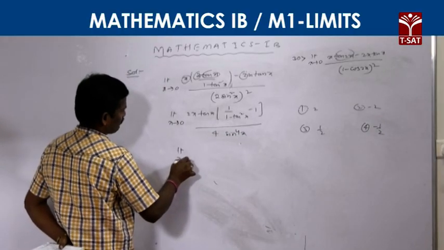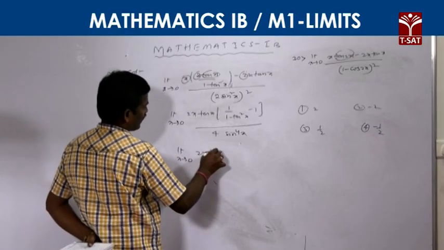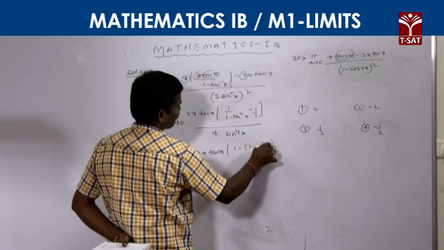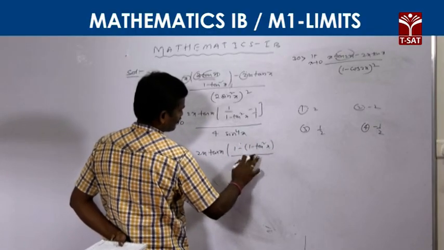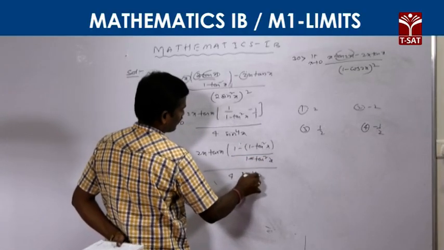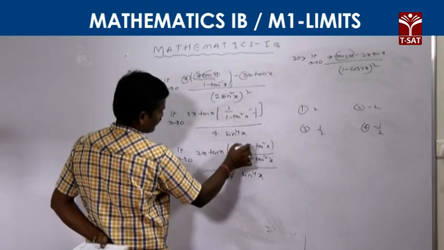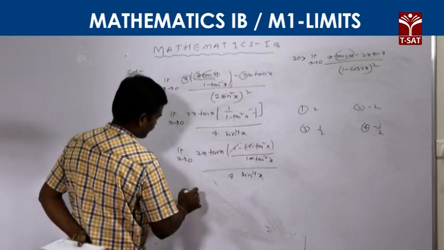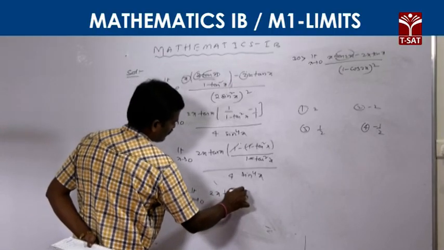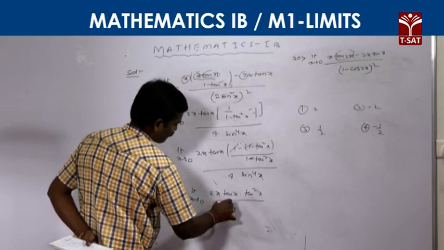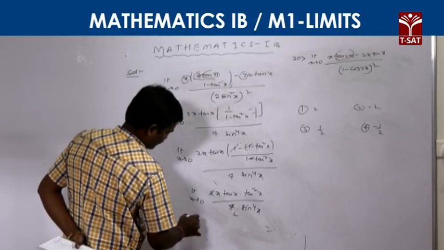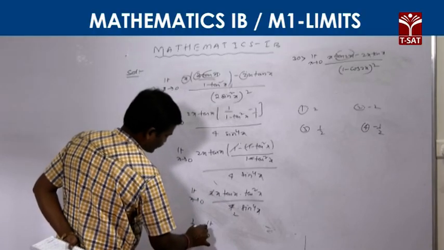The limit as x tends to 0, 2x into tan x into, taking the LCM, 1 minus of 1 minus tan square x by 1 minus tan square x, by 4 sin power 4x. Next, here minus 1 plus 1 cancel, minus of minus gives plus tan square x. So the limit as x tends to 0, 2x tan x into tan square x by 4 into sin power 4x. Here 2 and 4 cancel, 1 by 2 is outside, the limit as x tends to 0.